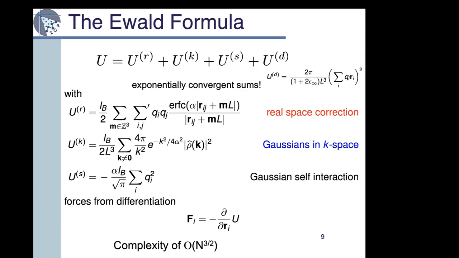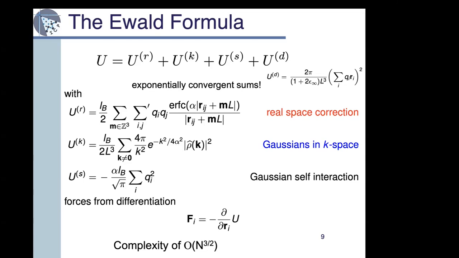But these are the main contributions: the real space part, the Fourier space part, and then there is a self-interaction term, which is basically constant, doesn't depend on R. So when you take the derivative in order to get the forces, which is what we need for MD, it goes away. So basically you always deal with these two terms.